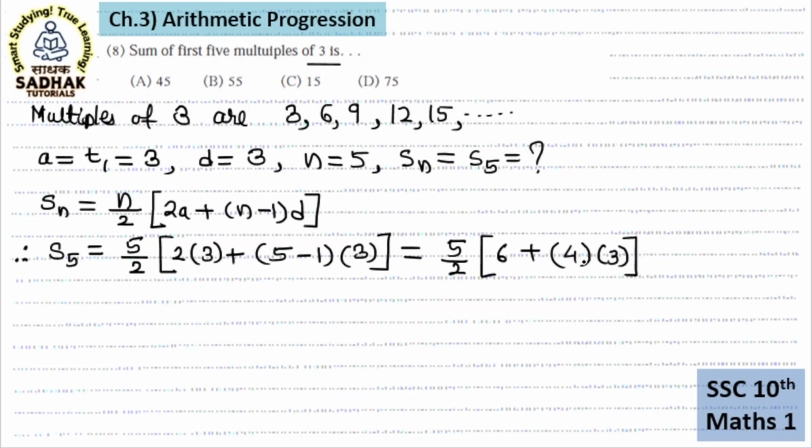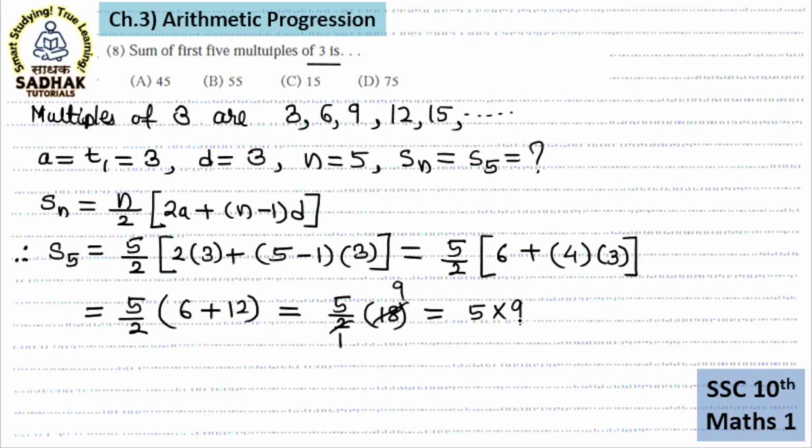Okay, so I will write it here. That will give us 5 upon 2 bracket 6 as it is, 4 multiplied by 3 is 12, so that will give us 5 upon 2 multiplied by (6 plus 12), which is 18. So here we can divide this by 2, so 2 ones are 2, 2 nines are 18, so 5 will be multiplied by 9, so that will give us 45. Okay, so the correct option here will be option A. 45 is the sum of first 5 multiples of 3.